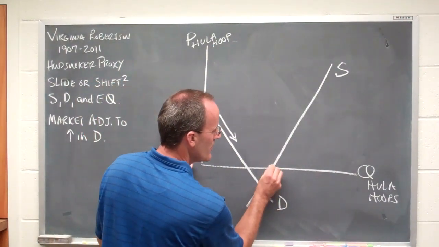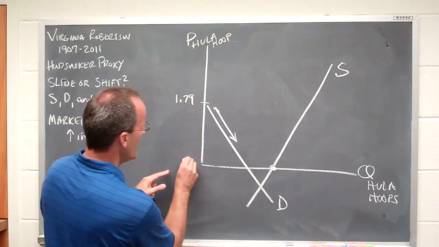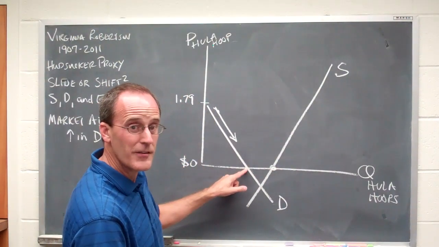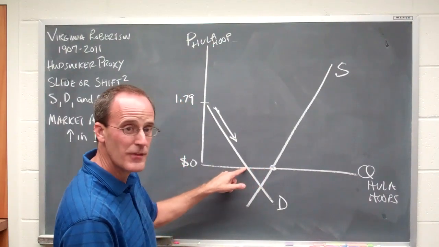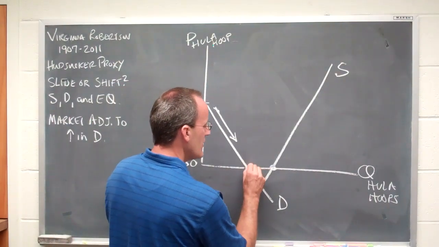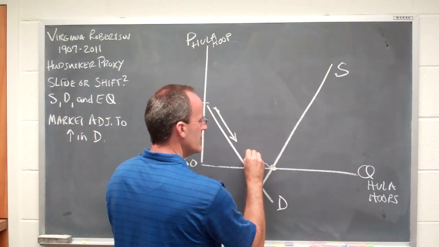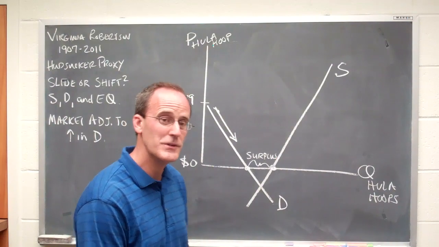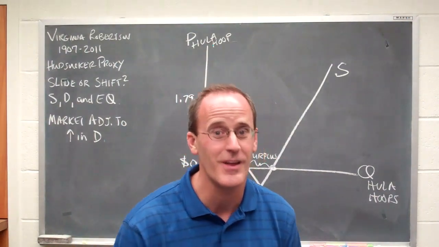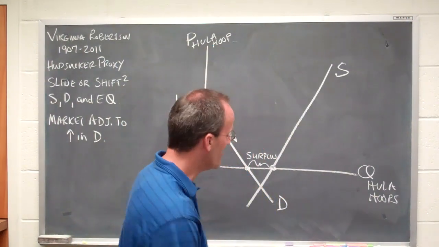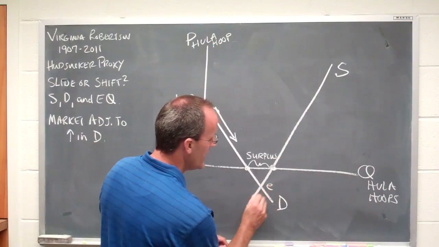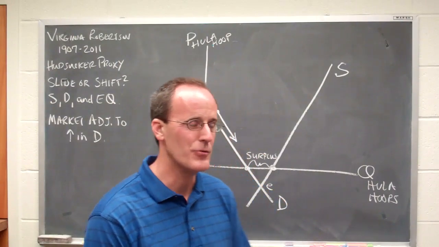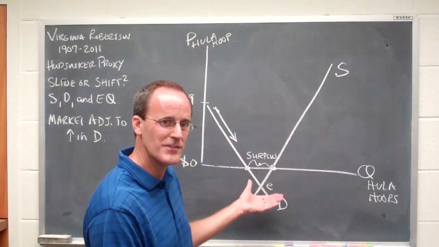Well, there are more hula hoops supplied at a zero price than the number of people who wish to buy them, right? And if supply is greater than demand, well then he originally had a surplus of hula hoops, which would indicate actually you have to pay people to take a hula hoop out of the store, right? The actual equilibrium would be way down here below zero. And of course, nobody can make money if you had to pay people to buy hula hoops. So that's where we found ourselves in the clip.